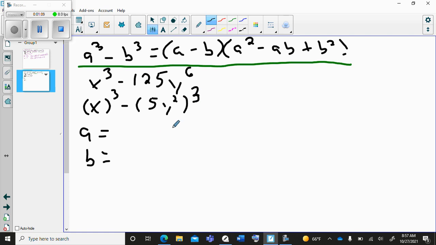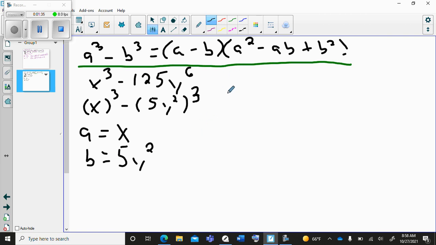So now that you have this, a is equal to x because it's in this position right here. What's in the b position? That's going to be your 5y squared. And if you use this strategy of writing out the general form of the equation, seeing if you can take the cube root of these numbers and then writing a or b, this next part becomes really easy.